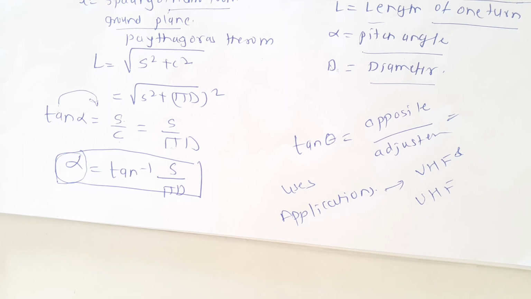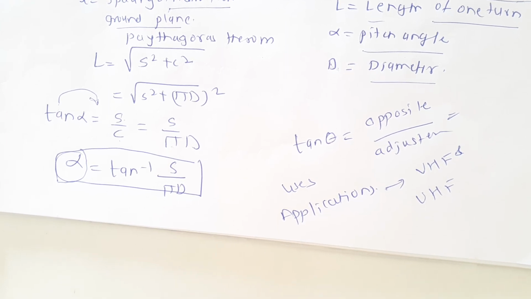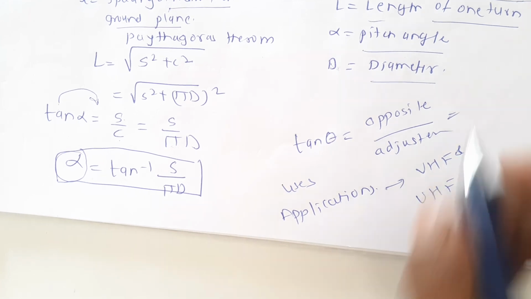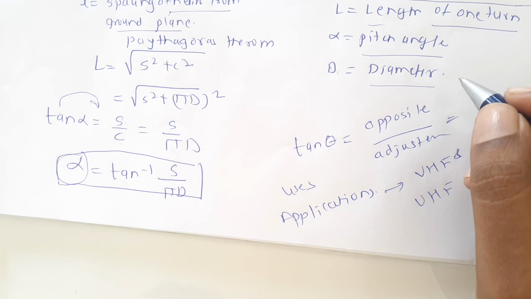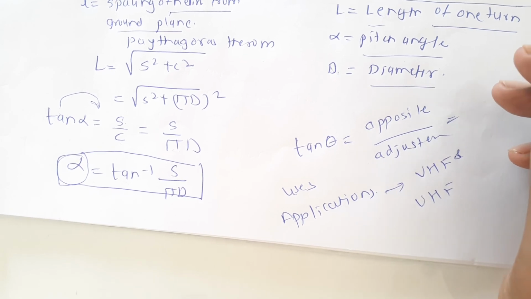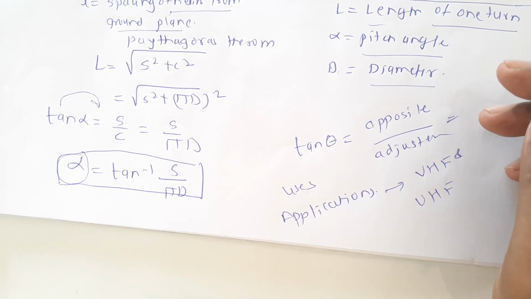Then the advantages are that it has wide bandwidth, simplicity, highest directivity, and the most important advantage is that it is a circularly polarized wave. Again, greater bandwidth will also be achieved.